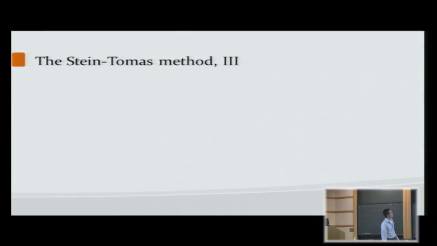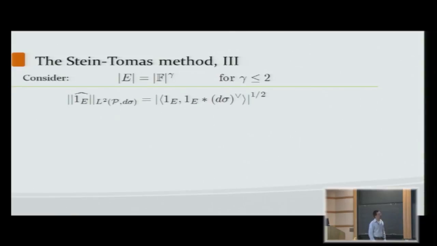And here we're going to use this decay property that we previously proved. So E is now going to be a set of size f to the gamma where gamma is less than 2. Now I can expand out the L2 norm like this, and this is where I was saying previously: I use Parseval, so I can write the L2 norm as the inner product of the function with itself, to the 1/2. And then I can take Fourier transforms, and I can get the original set itself.